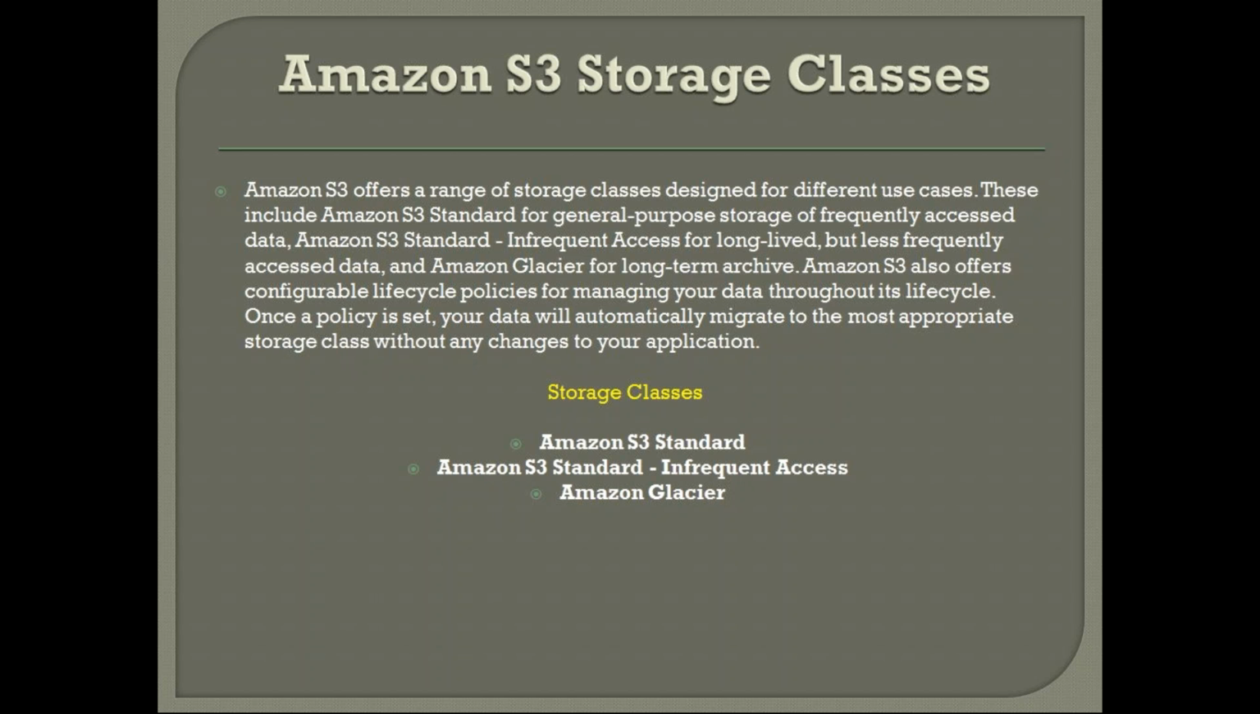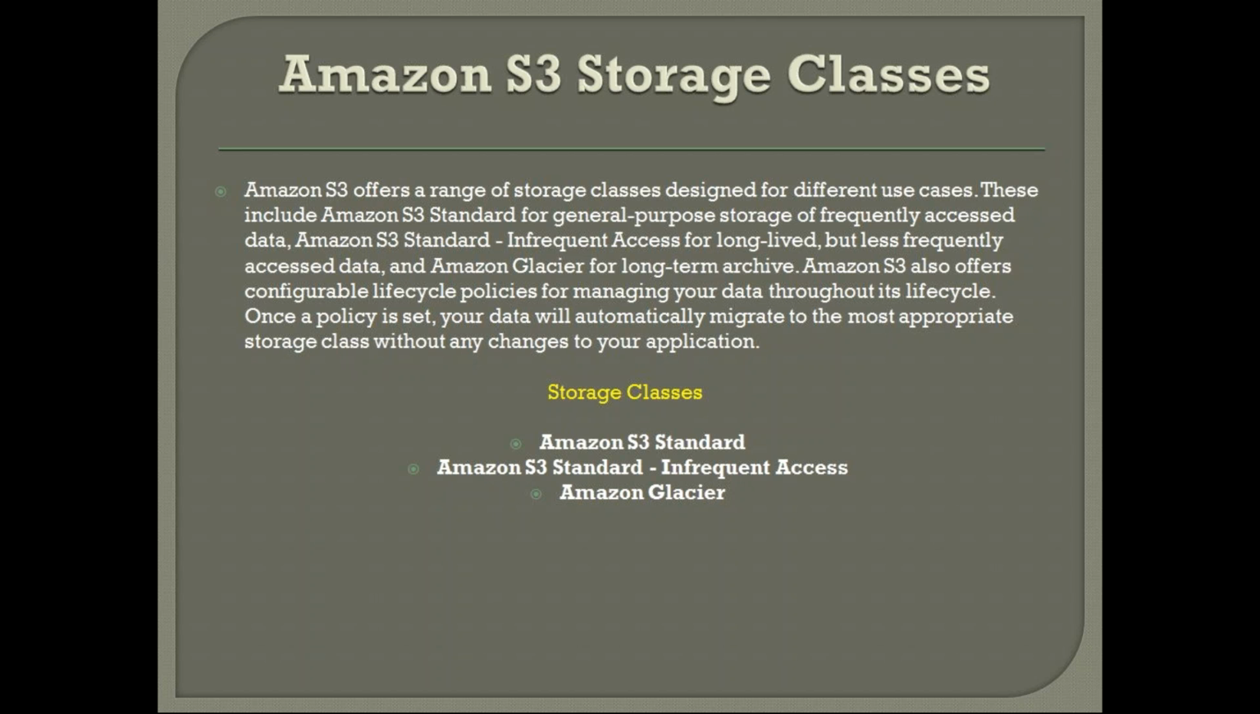So Amazon S3 offers a range of storage classes designed for different use cases. Maybe a high processing database can be stored in one, a medium processing database in another, and the least processing data in a third. Like that, they are segregating the data with different priorities and different importance. So they are saying these classes are designed for different use cases.